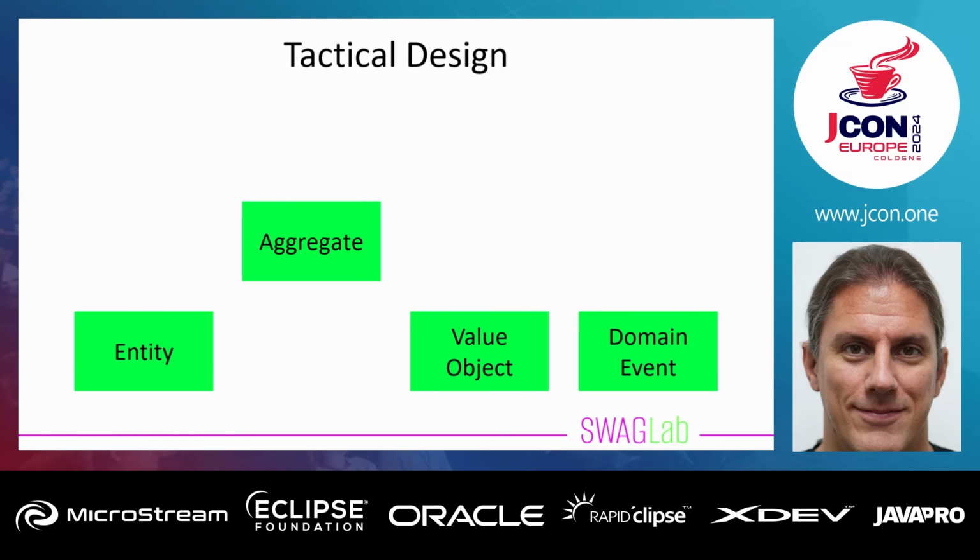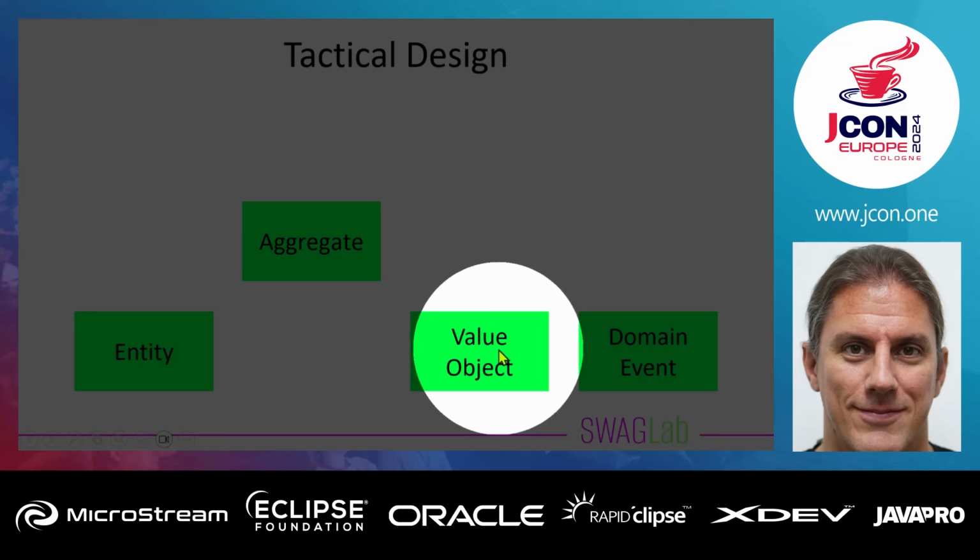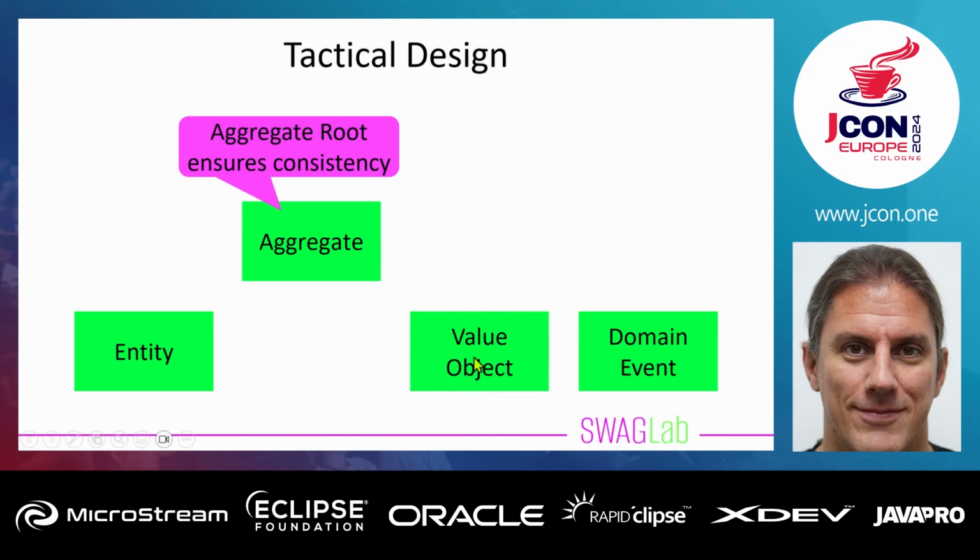Then we have aggregates. And aggregates are composed of entities and value objects. And they ensure consistency. So they are sort of a gatekeeper, and the gatekeeper says, okay, all the entities, all the value objects should be consistent.